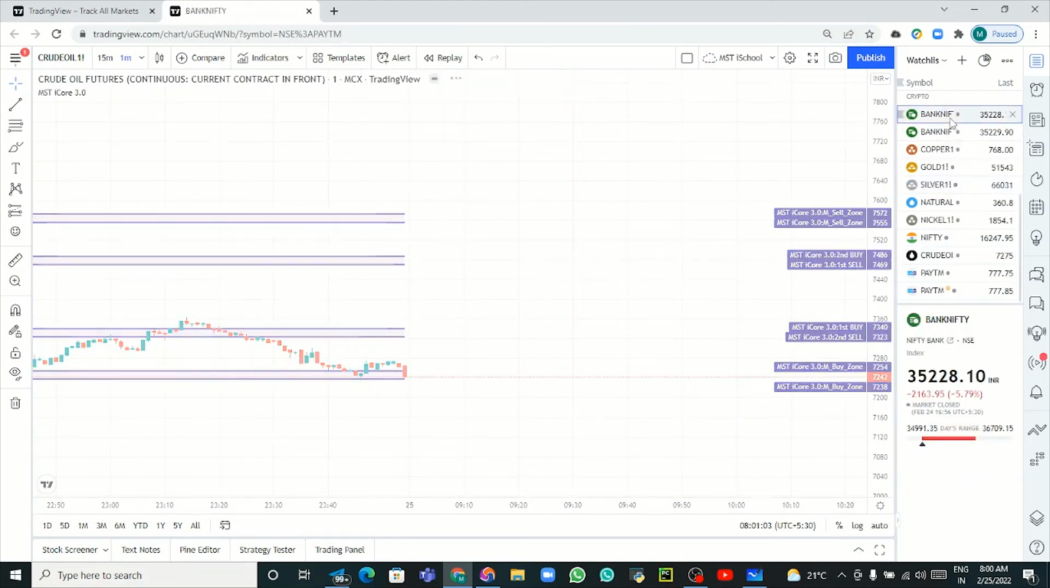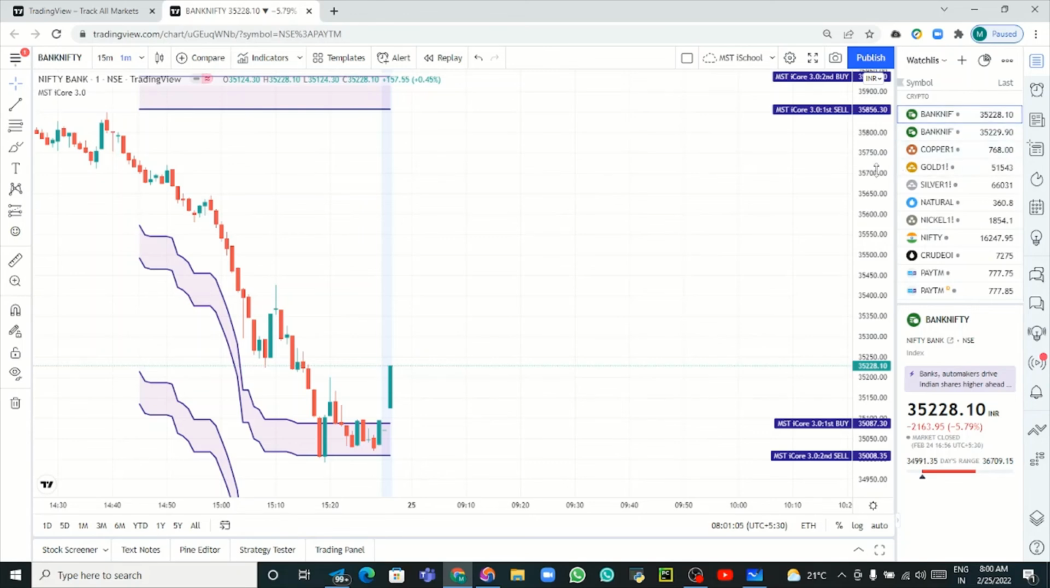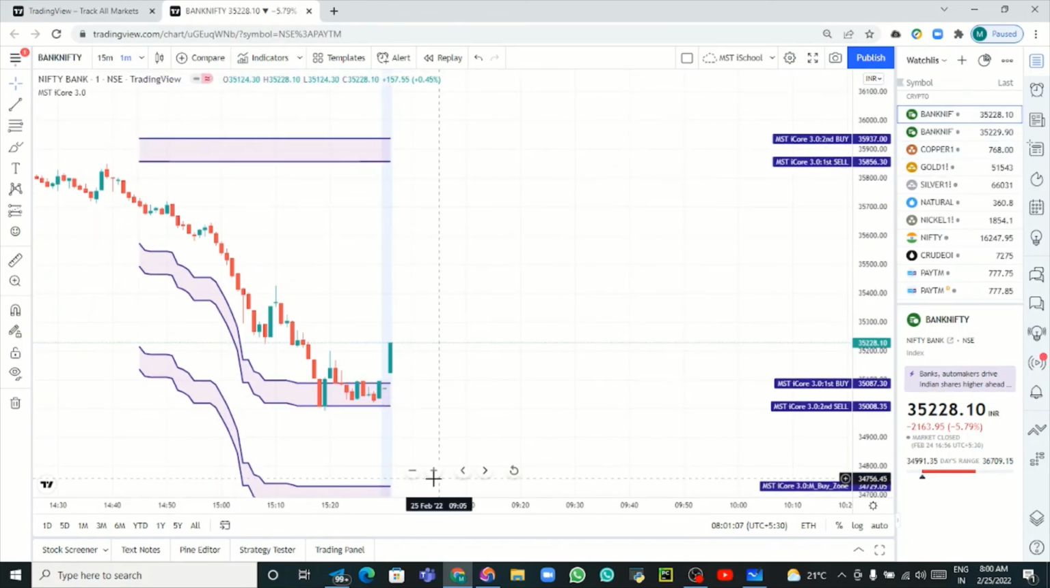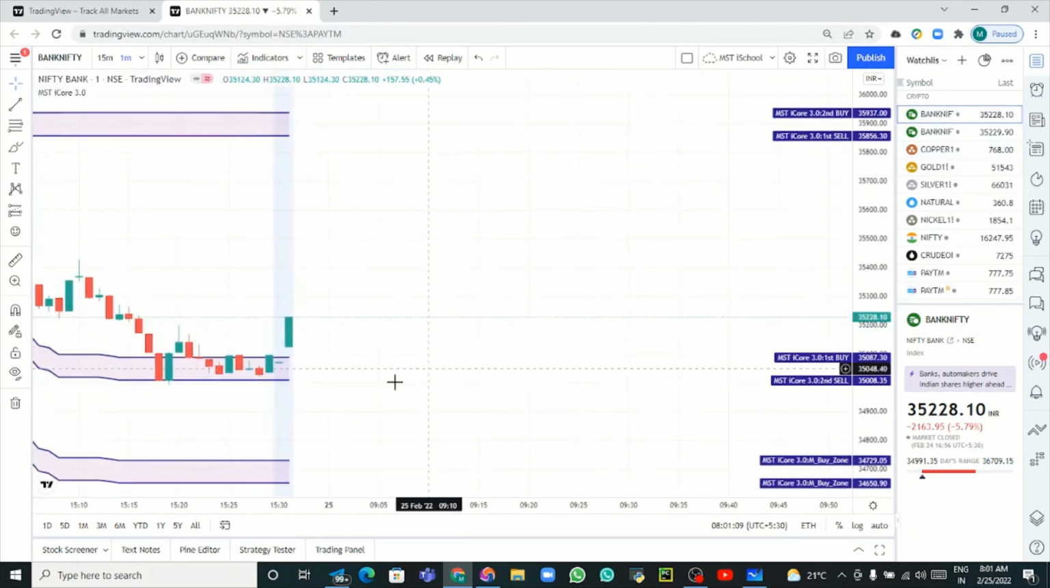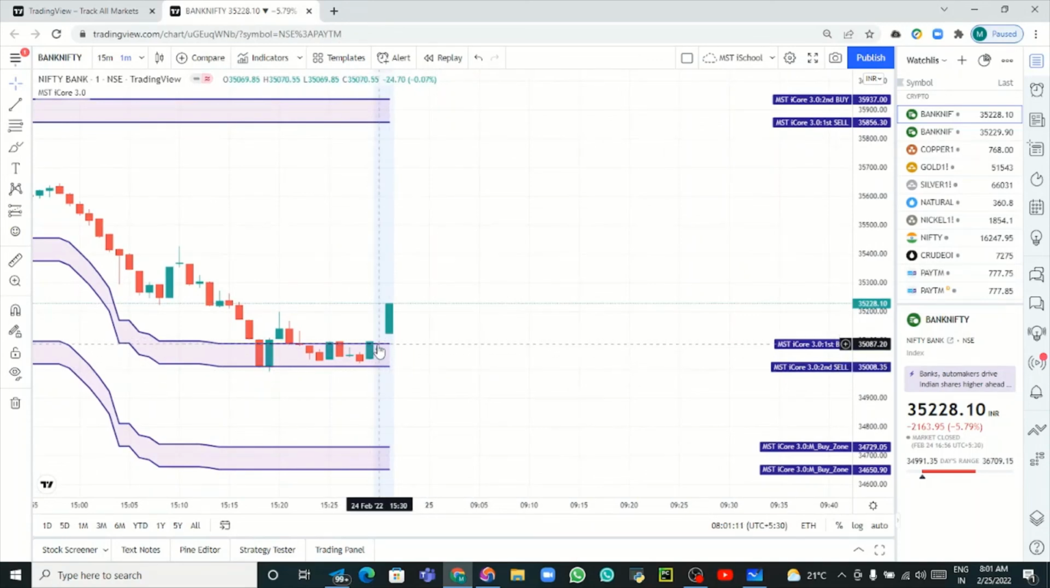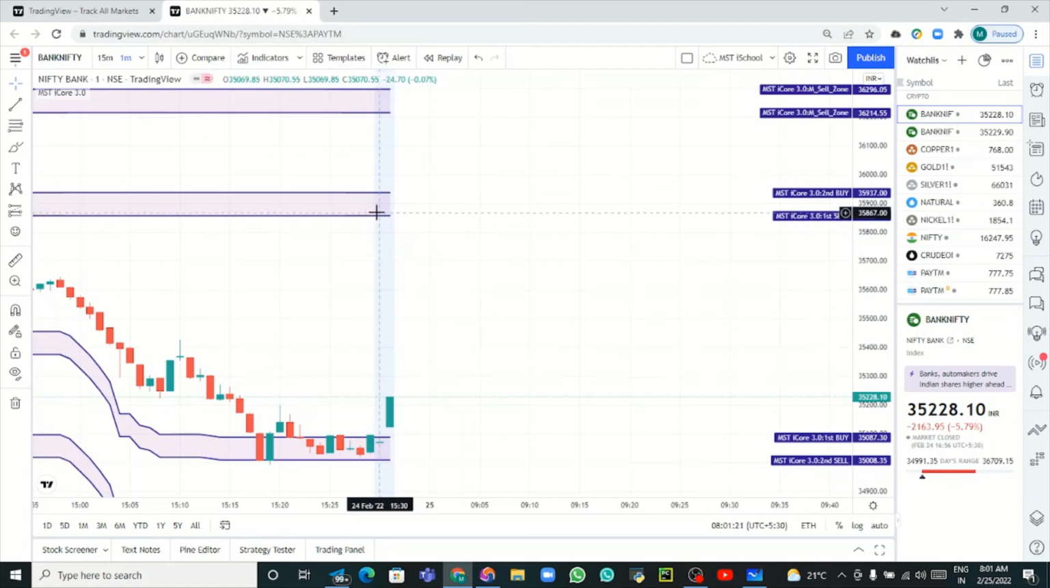I will show you in Bank Nifty. See, the market is opening at 35,087. Go for buy entry. Below this level, sell entry. If it is opening somewhere here, if it is touching here, then sell. If it is breaking here, from here we have to buy. It is very, very simple.